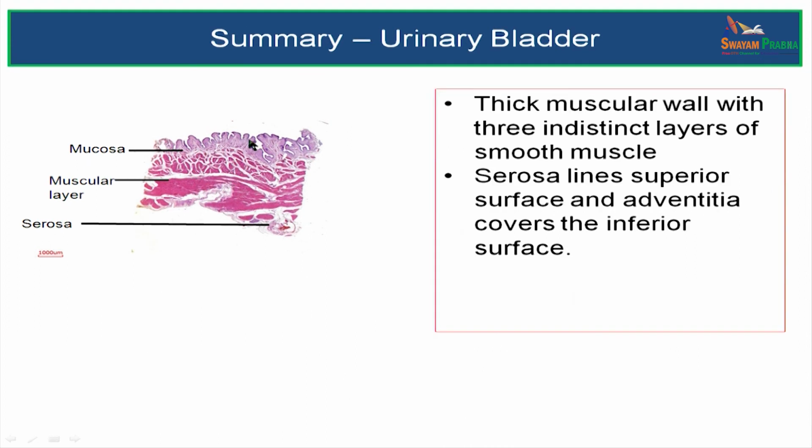Outer to the mucosa is the muscle layer, which is a thick muscular coat called detrusor muscle, and has 3 indistinct layers of smooth muscle. Outer to it, the outermost coat is serosa, which lines the superior surface of the bladder and consists of connective tissue and mesothelium. The inferior surface of the bladder is covered by adventitia. So, that completes the class on microscopic anatomy of the ureter and urinary bladder.